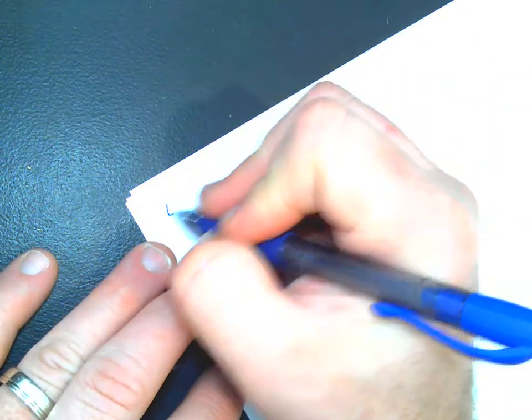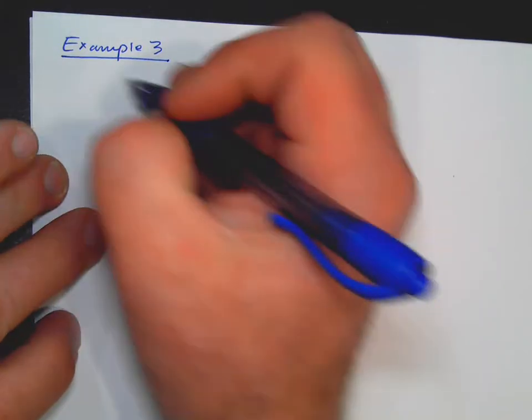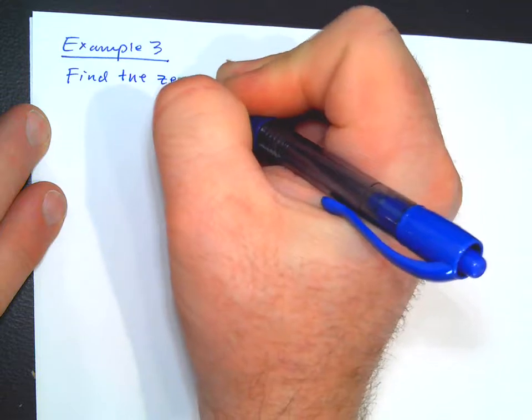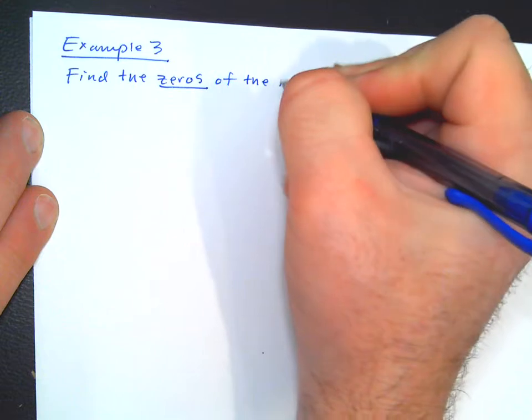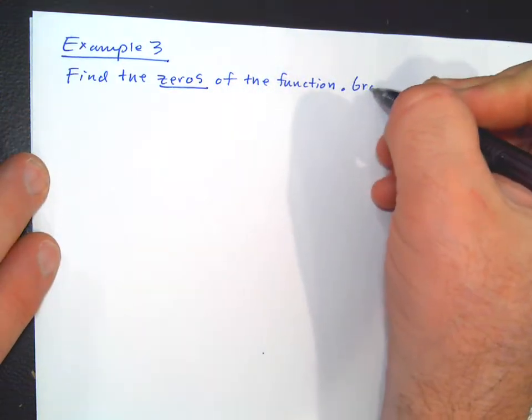Let's do another example. This one's going to be a little different, a bit similar. Example 3. So in this example, we're going to find the zeros of the function. And then we're going to graph it.